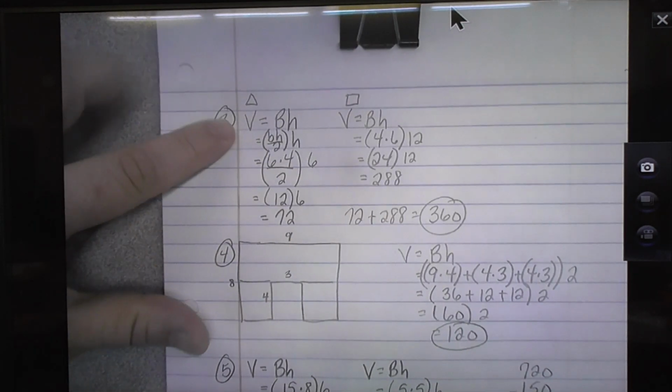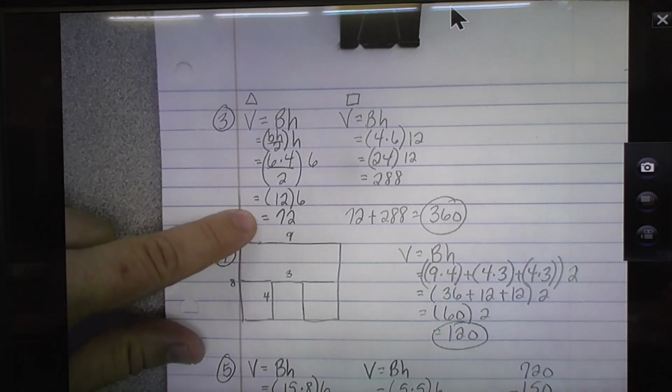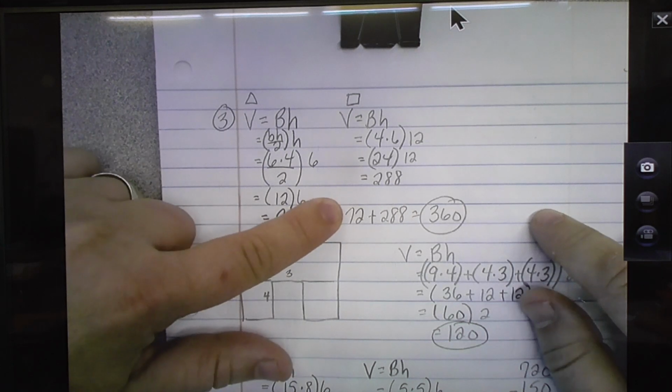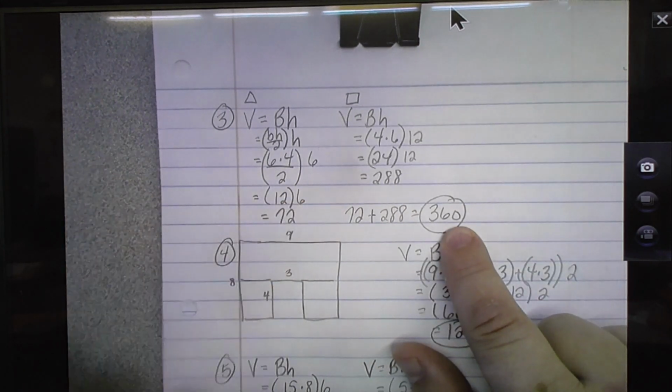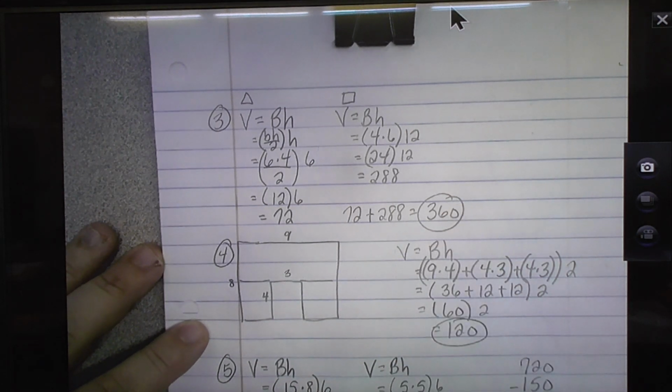I did the volume of the triangular prism first and got 72. And then I did the volume of the rectangular prism and got 288. And then I added them together. So the triangle was 72, the rectangle was 288, and I got a total volume of 360. We didn't get all right. What did I get wrong? This one. Oh, you was close.